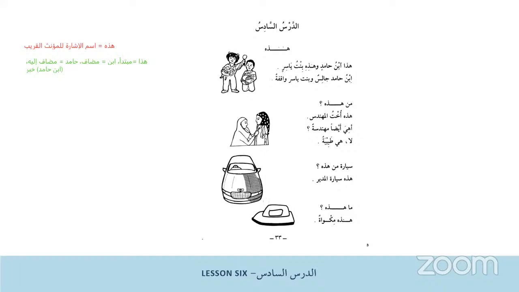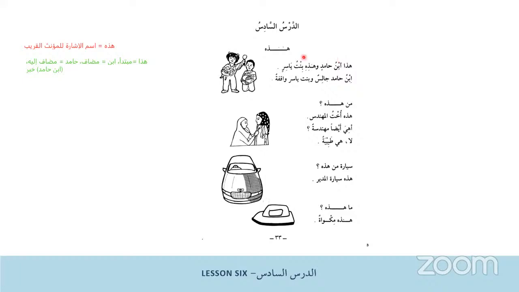Then the waw would be harful atf or atifatun. هذه would be mubtada'un like هذا, and bintu yasirin, mudaf ilayh, will become the khabar. And then هذه بنت ياسر, this will become a sentence together, and that will be معطوف upon هذا ابن حامد.